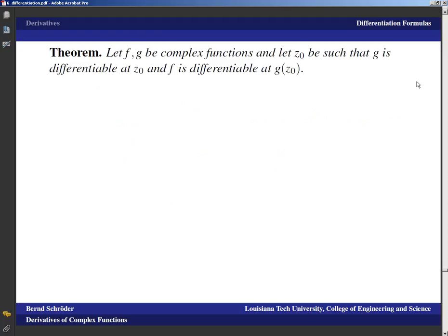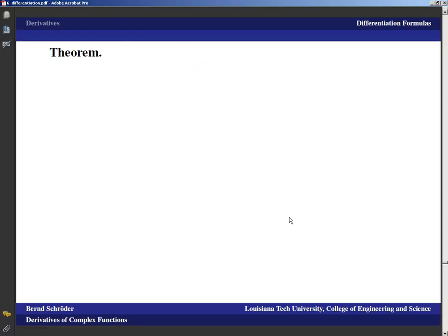Okay, next theorem here. Oh yeah, sure, we also need a chain rule, right? And I should call that the chain rule. Let me call that the chain rule. Okay, so here's our theorem, and it is the chain rule.